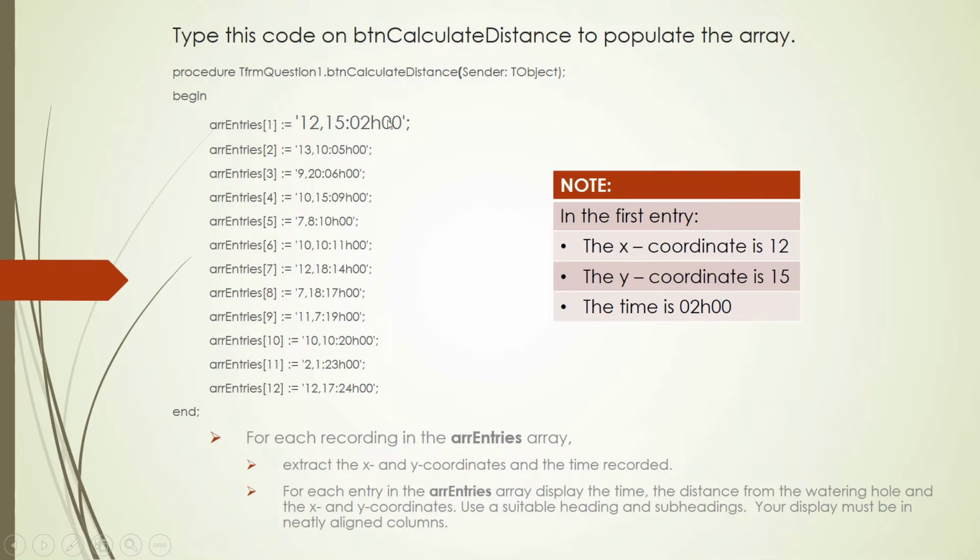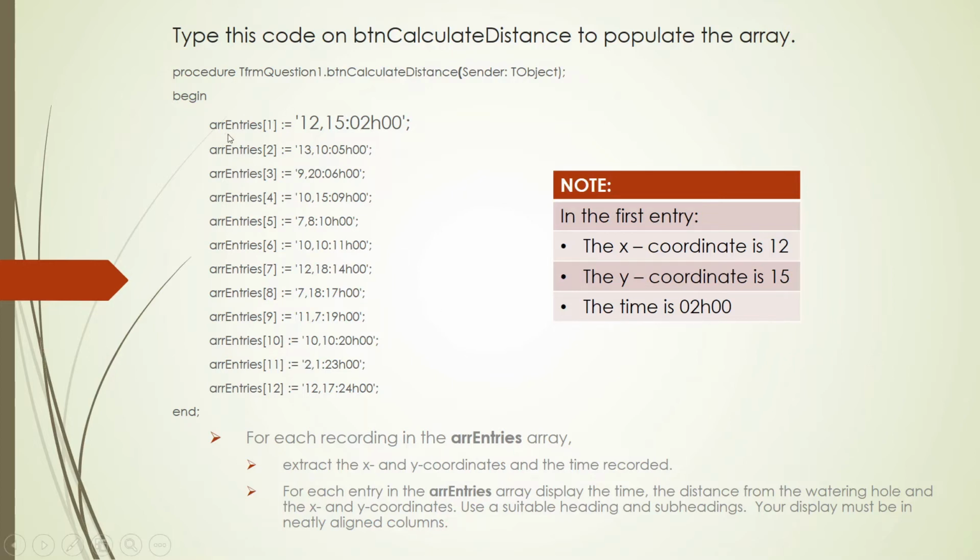So you're going to be using the array. You're going to extract the x coordinate, the y coordinate, and the time recorded. For each entry in ARR entries array, display the time, the distance from the watering hole, and the x and y coordinates. Use a suitable heading and subheadings. Your display must be neatly aligned in columns.